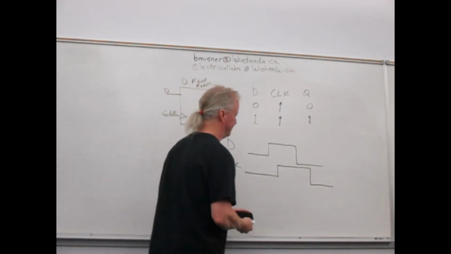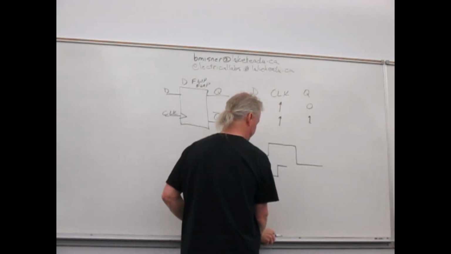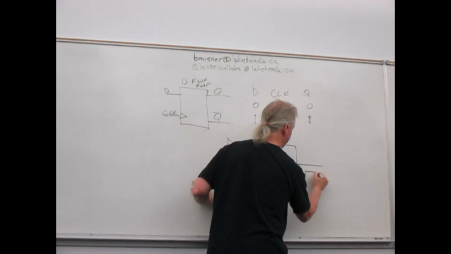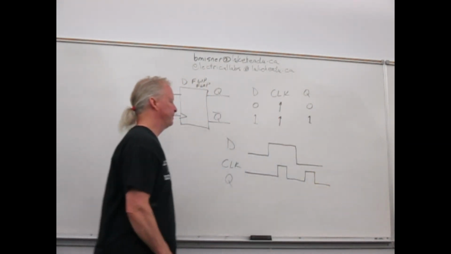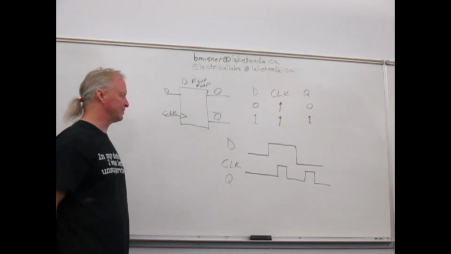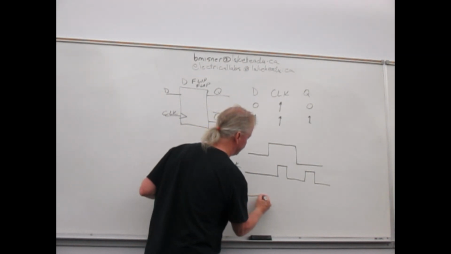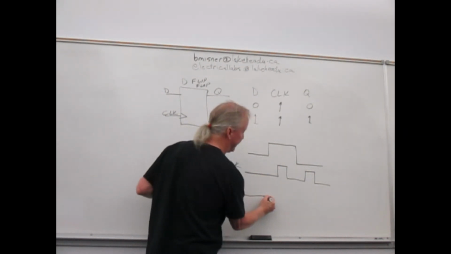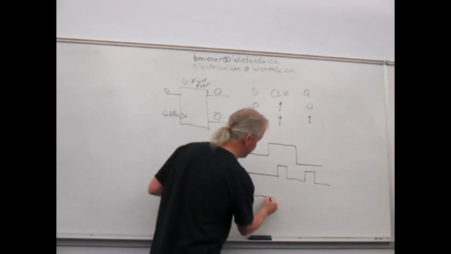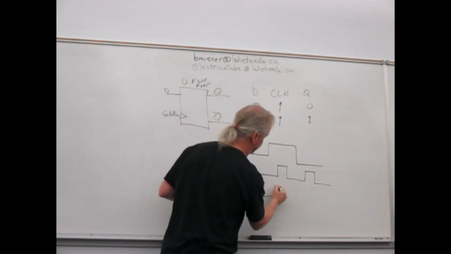Well, okay, hang on. Let's do this. Again, kind of a goofy looking clock, but again, I'm trying to demonstrate a point. So Q stays low here, and even when D goes high, Q doesn't change. Right? Q changes when the clock goes high, because that's what the truth table is telling us.